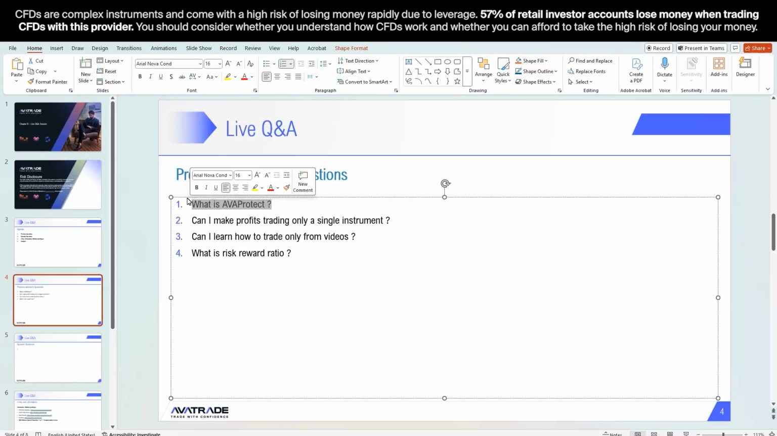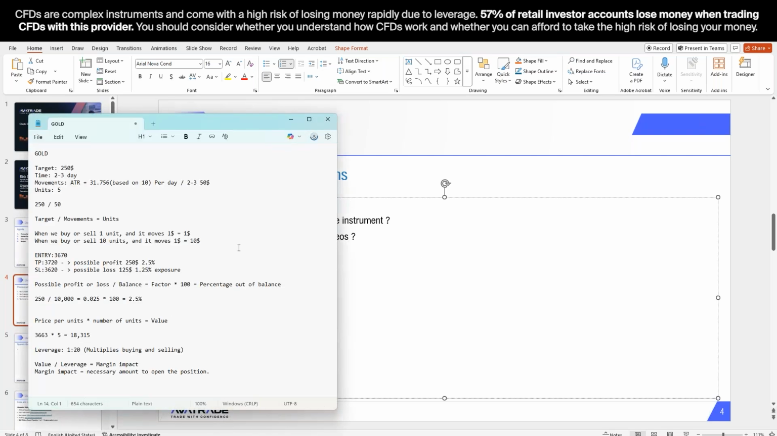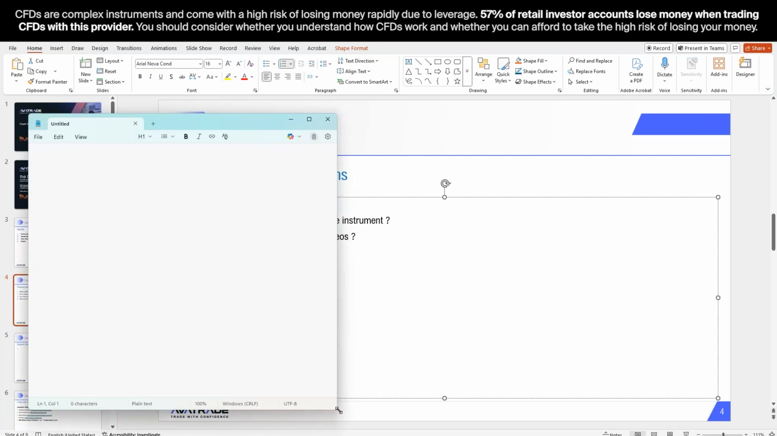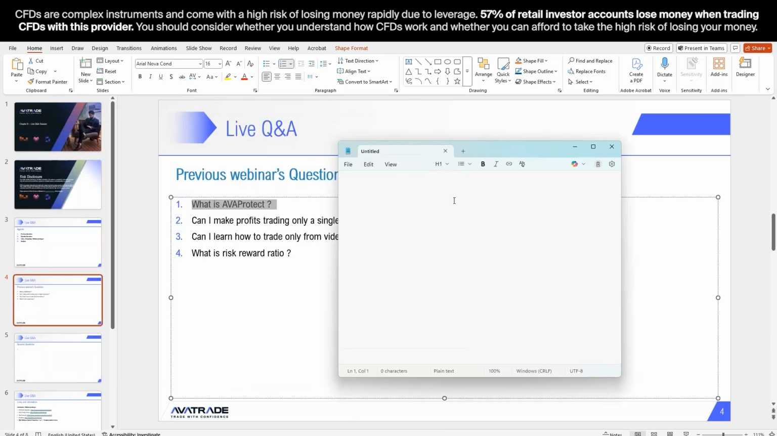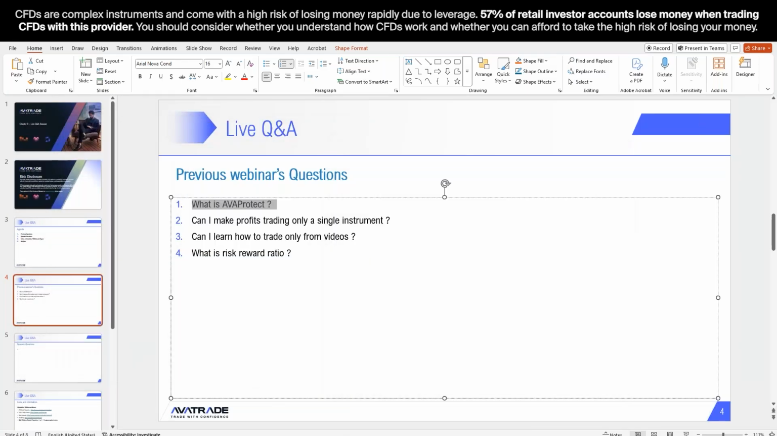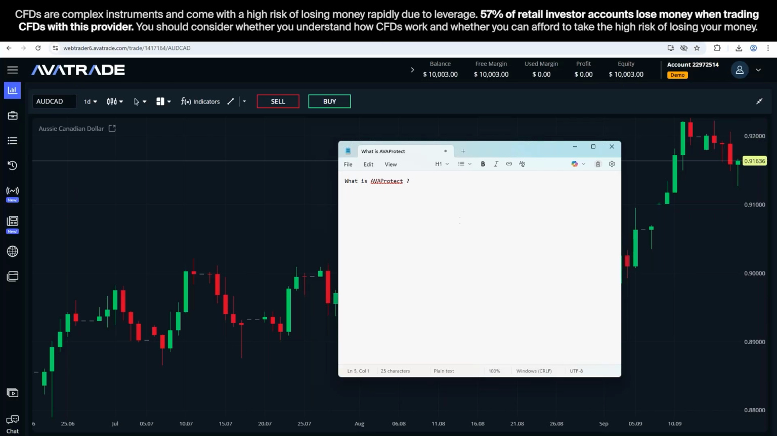The first question that we have today is, what is AvaProtect? Before I explain the product, I would like to explain a little bit about how we can even have access to the product. As you can see, I'm logged into the web trader. What we're looking at the moment is the desktop version, called the web trader, okay? But we also have an app and it's called the AvaTrade trading app.